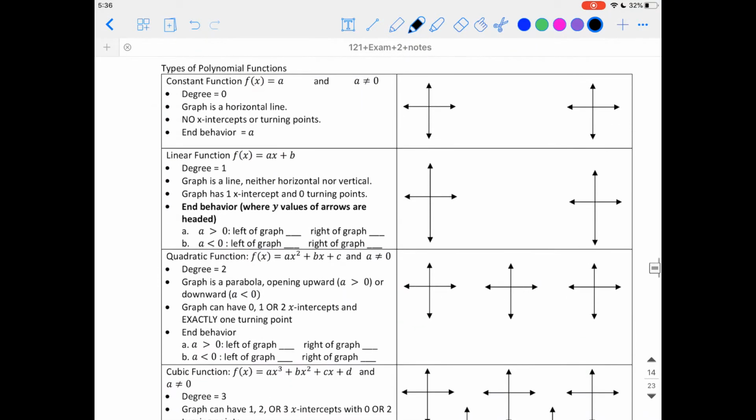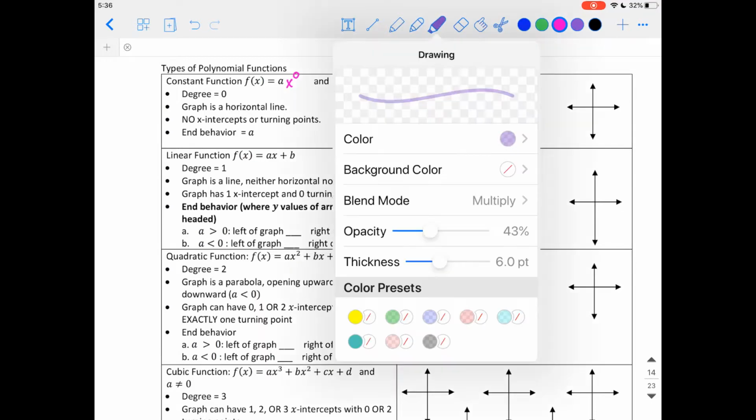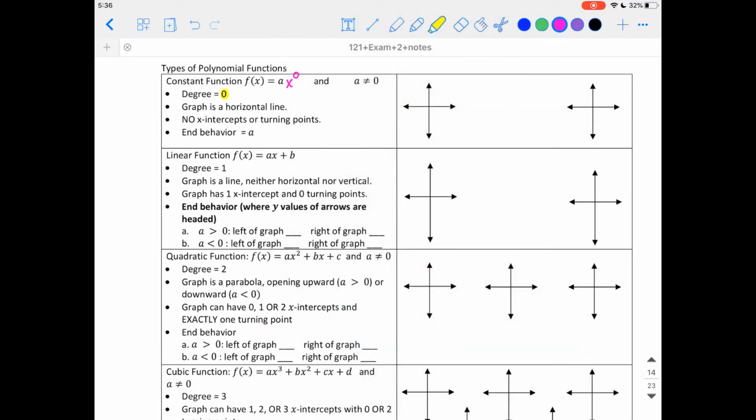Okay, so types of polynomial functions. So we have a constant function, f of x is equal to a, and a cannot be equal to 0. The degree is 0. So here's the reason why the degree is 0. If I put here times x to the power of 0, that's where technically the 0 is coming from. This 0 right here is because x to the power of 0 is 1, and 1 times a gives you the a that we had originally.